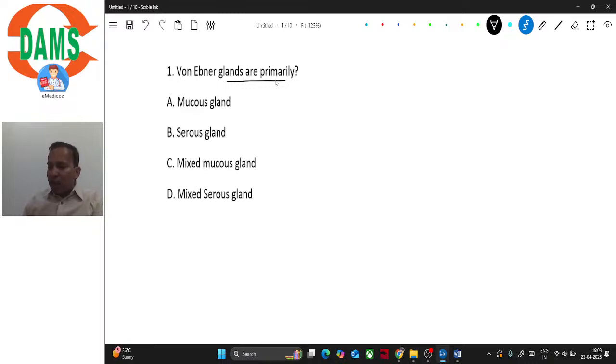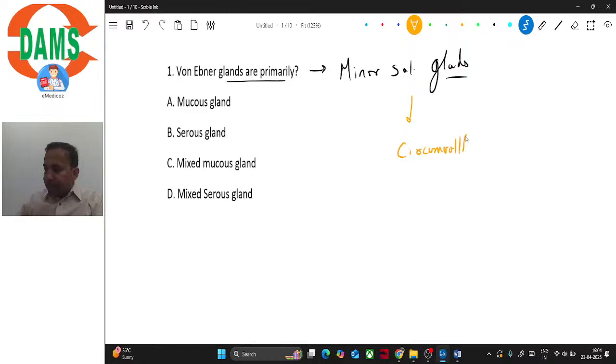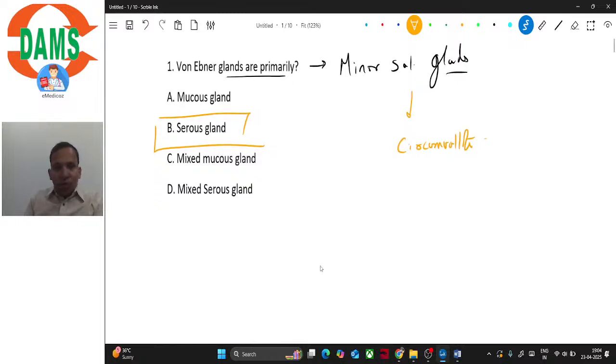So the first question is, what glands are primarily? And the options are mucous gland, serous gland, mixed mucous gland, and mixed serous gland. I had to improvise on the options. Von Ebner's glands, basically these are minor glands. As you have studied in the class, these are minor salivary glands associated with circumvallate papillae, isn't it? And these are the only minor salivary glands that are pure serous. I hope you all got this question correct. So let's go to the next question.